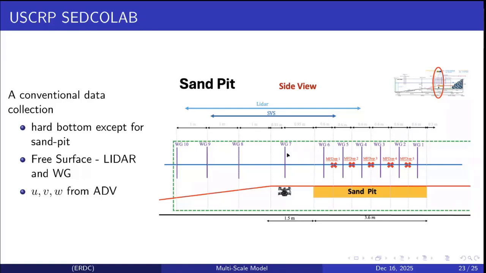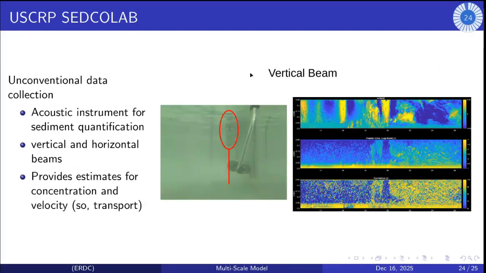And then you get U and V and W, so the three components of velocity from the ADVs. That's more or less conventional. What's not conventional is their additional collection that goes on for the sediment transport. What they're using for the sediment transport is an acoustic instrument that measures two things. It measures both the velocity through Doppler shift, and it measures the levels of backscatter that it sees at the same time. And from that, with calibration, you can induce what the concentrations are.